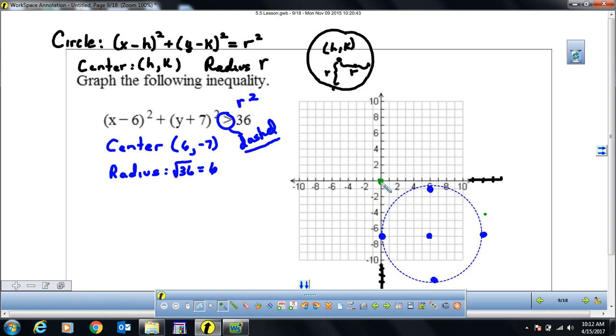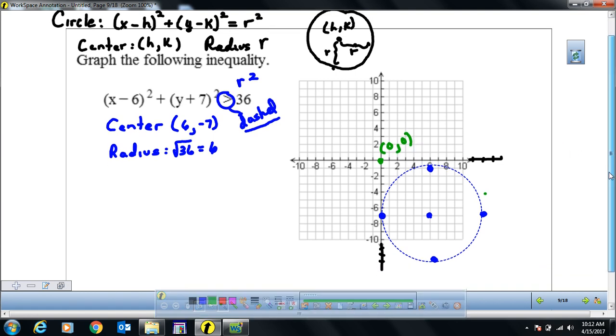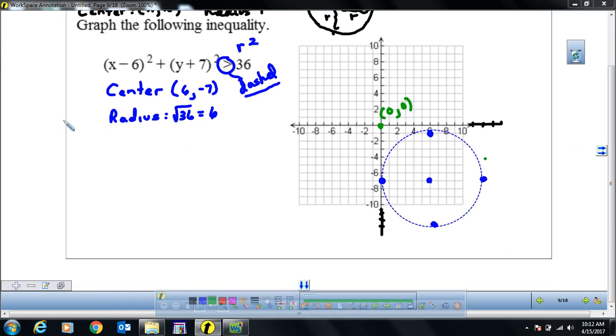So I'm going to start testing the point 0, 0 as usual. And 0, 0, you see that lies on the outside. So that 0, 0 is going to test if the points on the outside of the circle are the true solutions or not. So I'm going to replace the x with the 0 and the y with the 0 into the original right here.